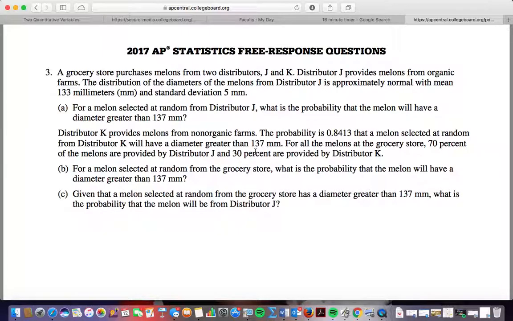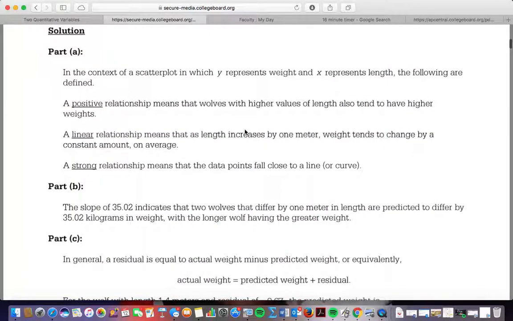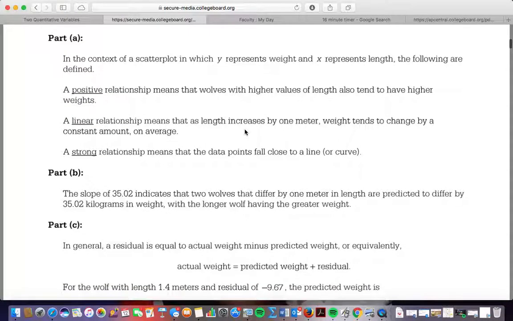Y'all have about 6 minutes left. One is to the other side is positive. Yes, so it's pretty much 35.02 times 22. Oh yeah, the value. Good, good. Yeah, all right.